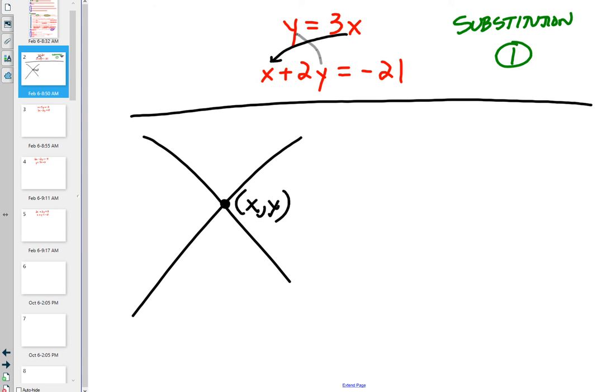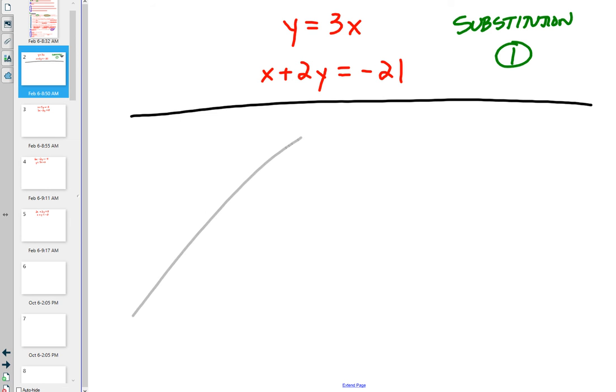So I can use that equality to my advantage and say, all right, since the y on top is isolated, and that y on top is equal to 3x, but I want the top y to be the same as the bottom y, what can I say that the bottom y is also equal to?